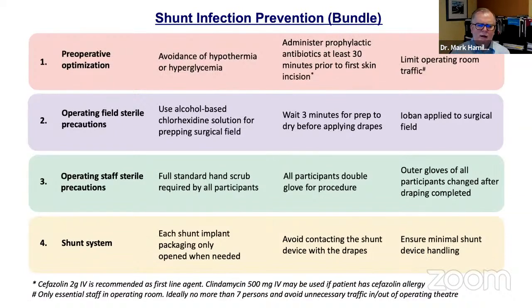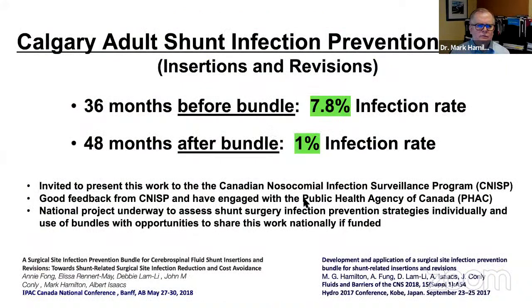These aren't complicated approaches, but it's doing them consecutively, consistently, and we monitor compliance with this. So in Calgary, in the 36 months before this bundle, the infection rate was just under 8%. 48 months after the bundle, it's less than 1%. And we've had good feedback on this, and I think we're trying to now spread this across to other centers in Alberta and in Canada.